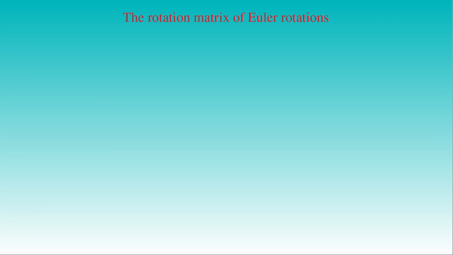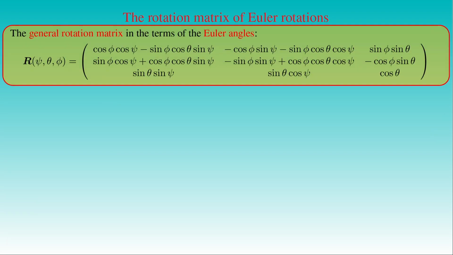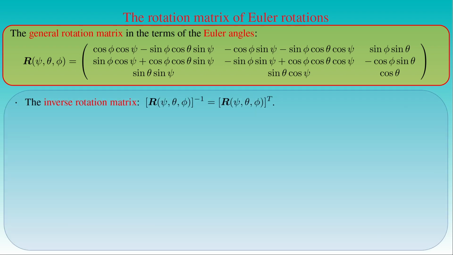As a result, we have obtained the rotation matrix of general rotations in terms of the Euler angles psi, theta and phi. Although this matrix seems to be somewhat complicated, its inverse, that is the matrix of the inverse Euler rotations, is simply given by the transpose of this matrix.